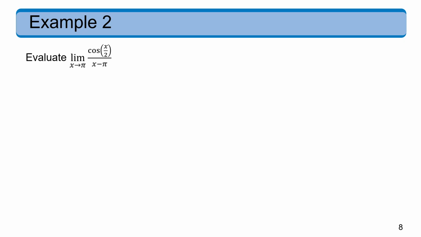In this example, if we think about direct substitution first, if we plug in pi for x, notice the denominator will be 0, so we can't use direct substitution. So let's look at the numerator and denominator separately.